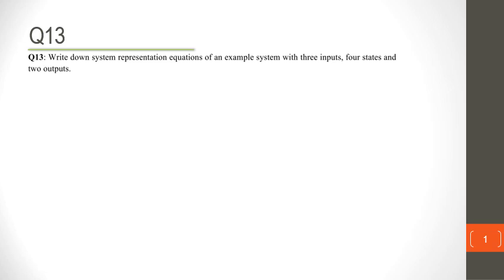So the question says write down system representation equation for an example system with 3 inputs, 4 states and 2 outputs. Now we know that the state space representation is x dot is equal to Ax plus Bu, y is equal to Cx plus Du.